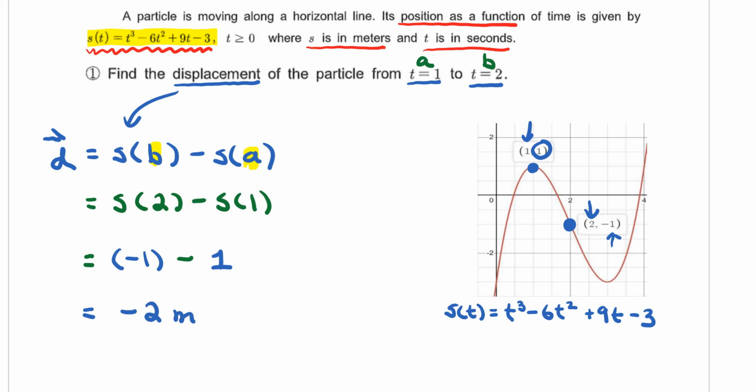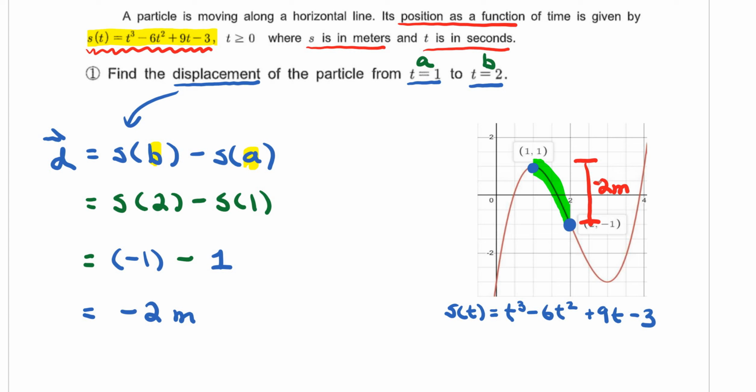Basically, the displacement for those time values, if I highlight that from the graph, what we're saying is this change in position right here represents a change of 2 meters. I'll put a minus sign there.